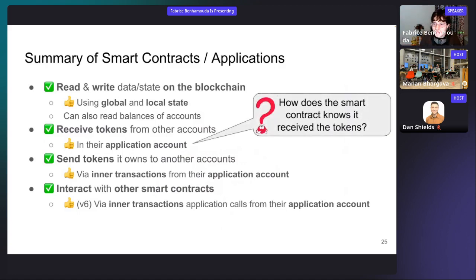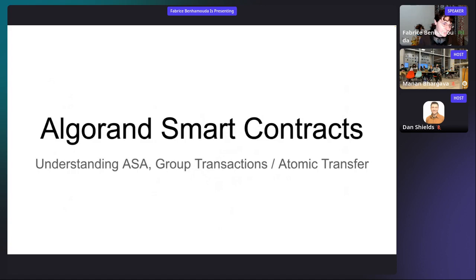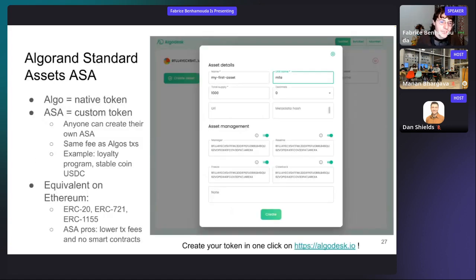But I cheated a bit, because it's true that people can send money to the application account, but how does the smart contract know about it? Know that it receives a token? For that, I need to do a small segue into ASA and atomic transfer, which are two features of Algorand which are quite useful. So the first feature I want to introduce is ASA.